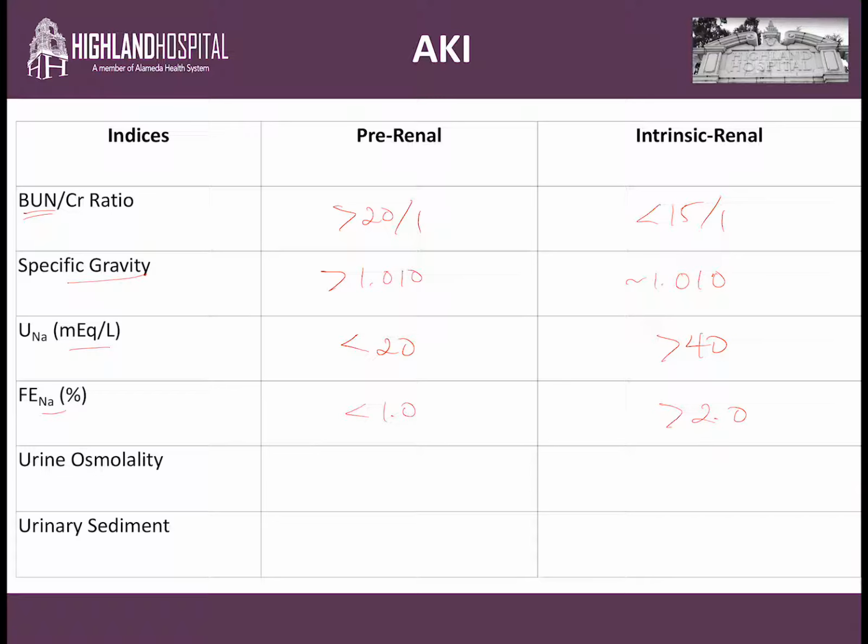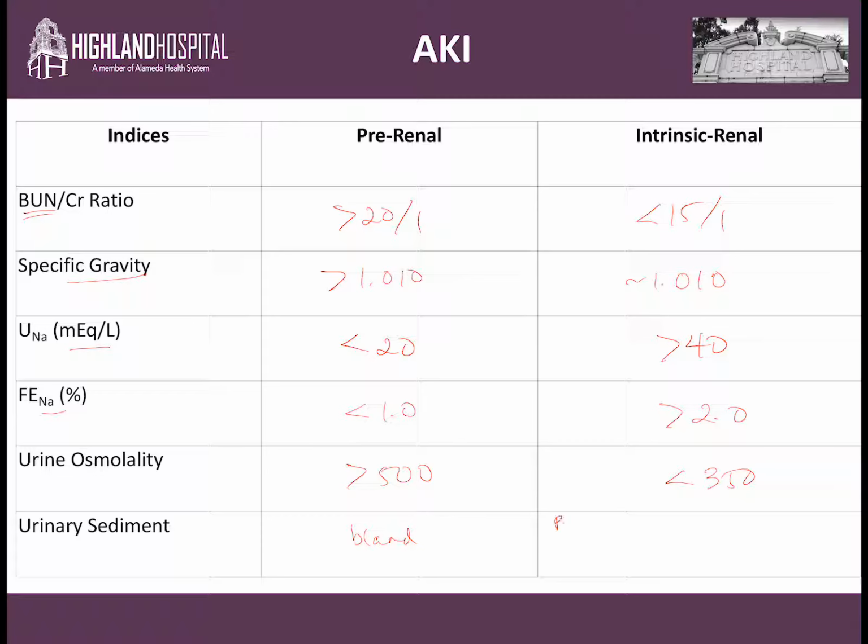And now we talked about how whenever we have reabsorption of sodium, water follows it. So if you are grabbing as much sodium as possible, you're also doing the same thing with water. So here your urine osmolality is going to be greater than 500, and in intrinsic renal it's going to be less than 350. And remember, urinary sediment only happens when you damage the intrinsic part of the kidney. So here your urinary sediment is going to be bland actually. Whereas in intrinsic renal, your urinary sediment is usually going to tell you what type of injury you might have to your kidney.